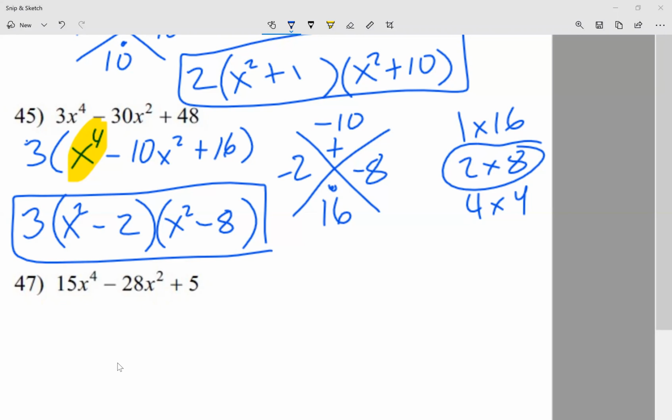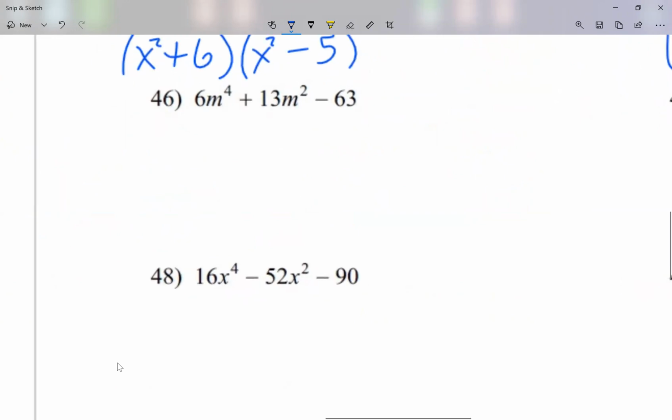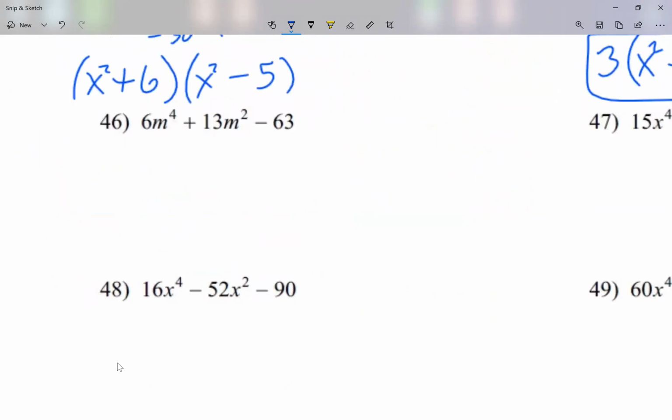Now, the problem would be, what if my first number is not a 1? First thing we think is like, oh, can I divide everything by 6? No, we cannot. Right? 13 divided by 6, nothing we can do. So now in this case, we're going to see why we did by grouping yesterday.